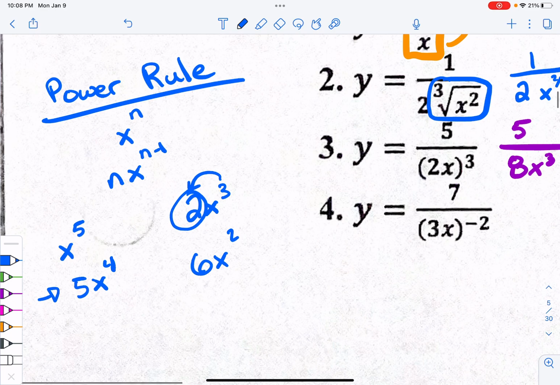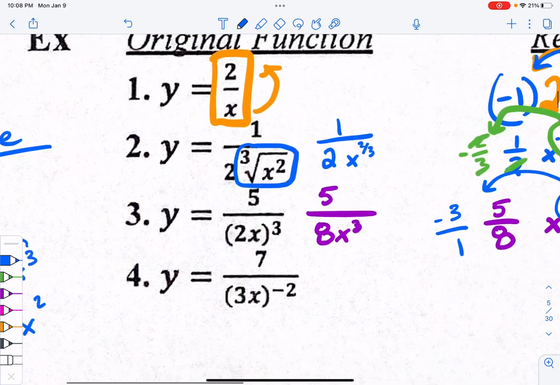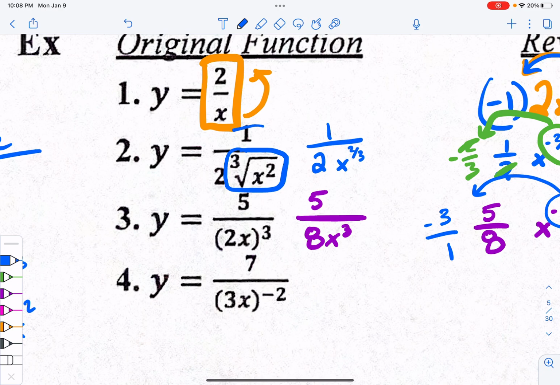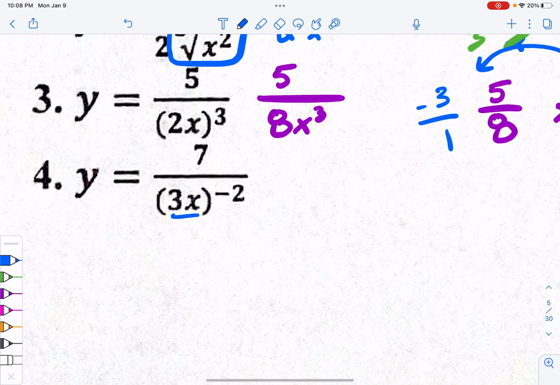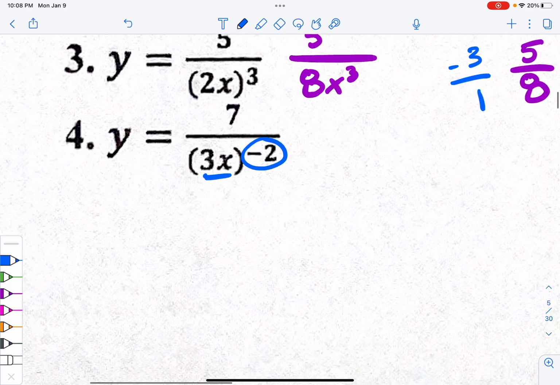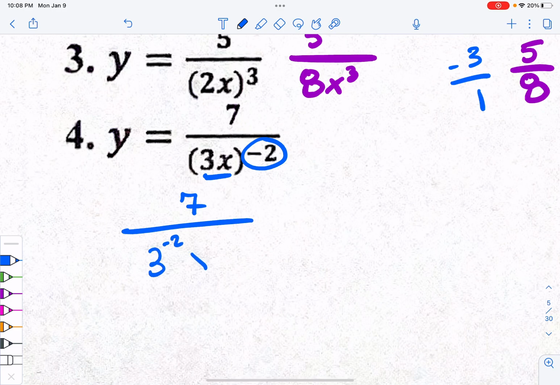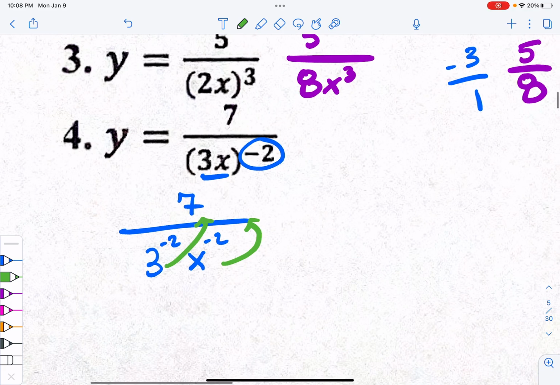And then it gets a little bit more complicated when you have square roots and x's in the denominator and stuff. So in number 4, this is what we're looking at. We're looking at the 3x on the bottom being to the -2 power, okay? One way of thinking about that is that the 3 is to the -2 power and the x is to the -2 power. And typically we don't like negative exponents. So I'm going to bring both of those to the top.